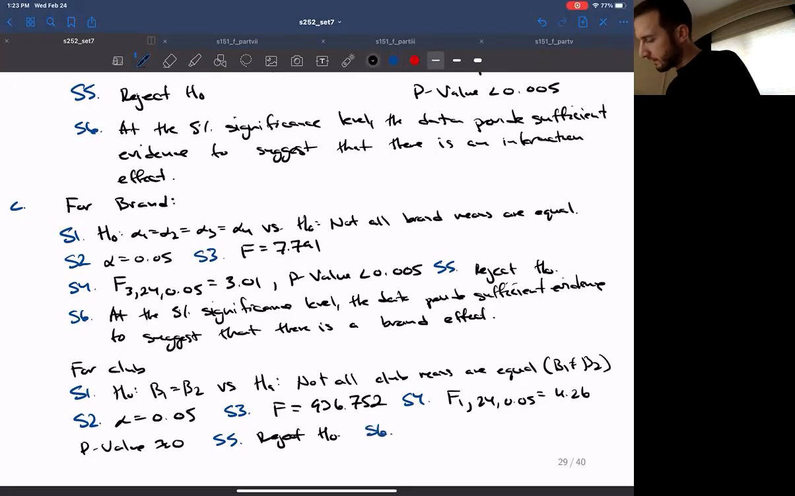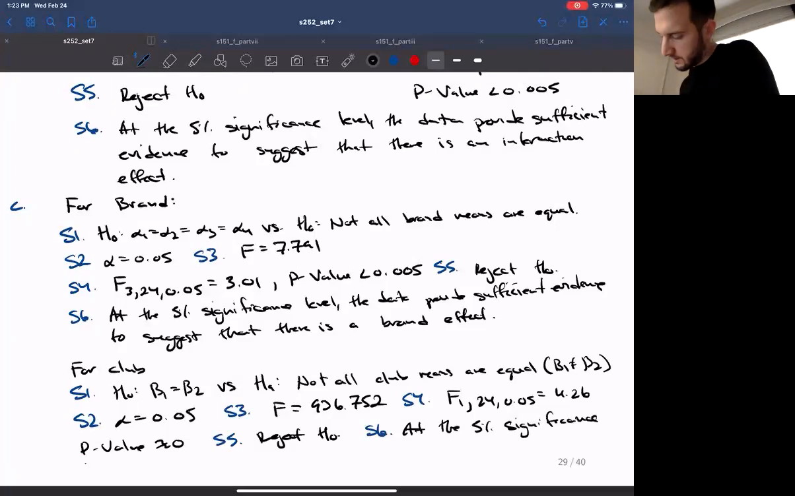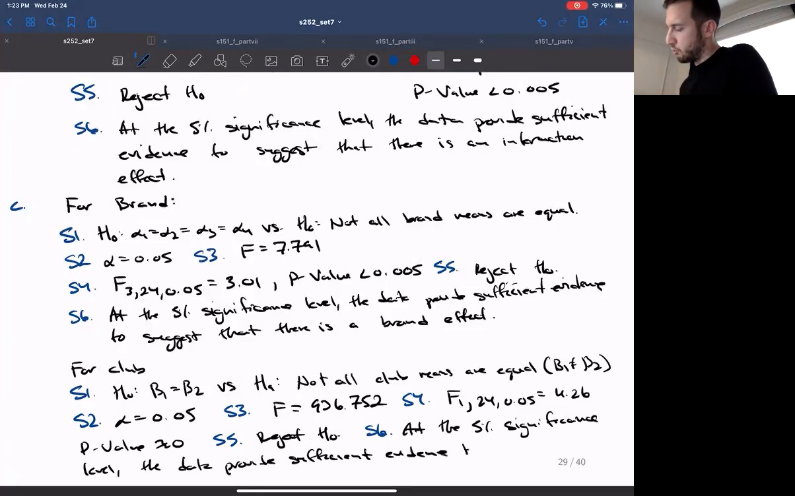And then on step 6, we can say at the 5% significance level, the data provide sufficient evidence to suggest a club effect.